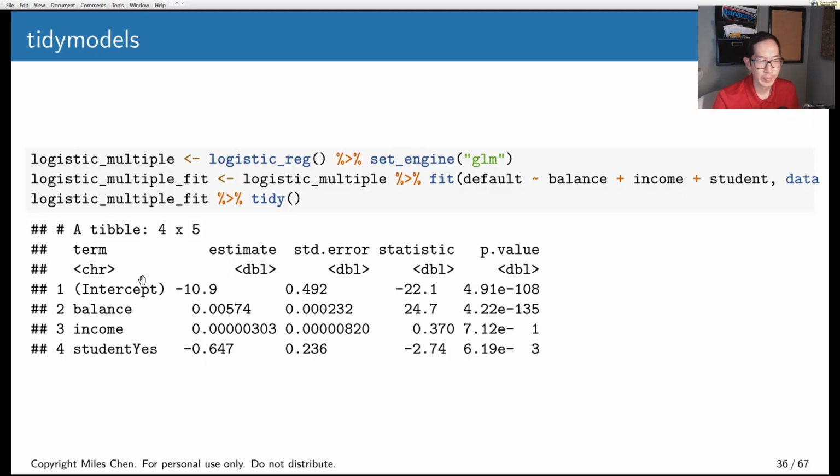Okay, and here I do it with tidymodels. Same things. Create our logistic regression specification. We fit it to our data, calling fit. And then I'm going to just ask to tidy up our results, okay? And again, here we get our tidied up results. We get a positive coefficient for balance, a p-value that is not significant for income, and then we get a negative coefficient for student yes, okay?